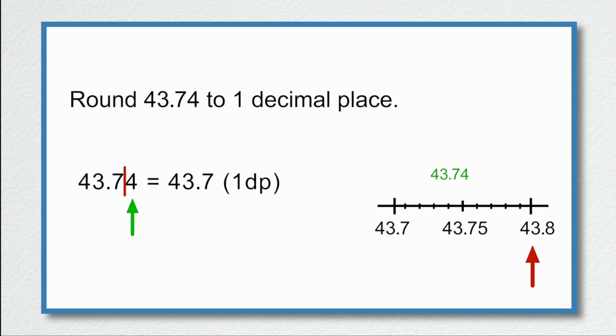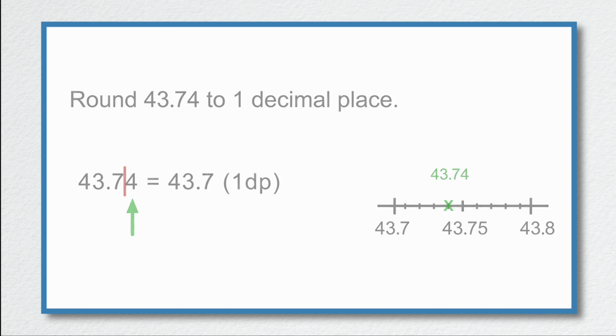The halfway point between 43.7 and 43.8 is 43.75. Now this isn't to scale, but if I was to put 43.74 onto this number line, it would go somewhere round about here. And this, of course, is closer to 43.7 than it is to 43.8. So when we are rounding this number to one decimal place, that is what's going on the number line. And that's why we end up with 43.7.